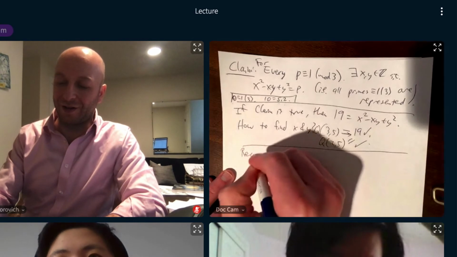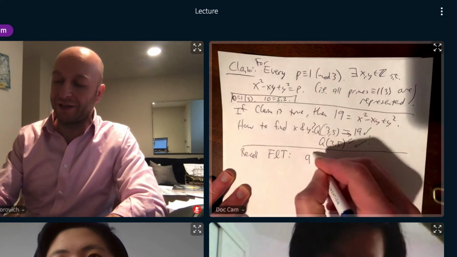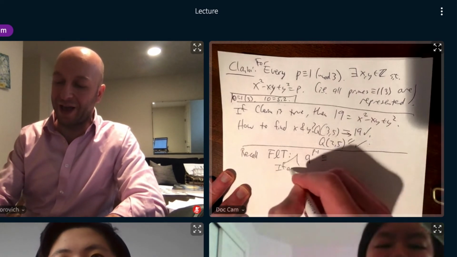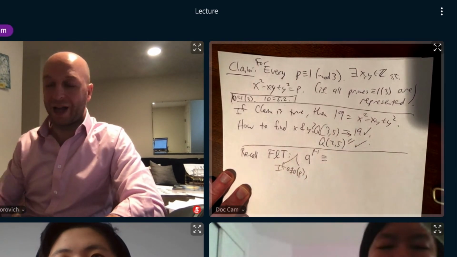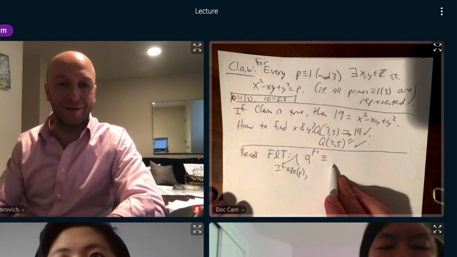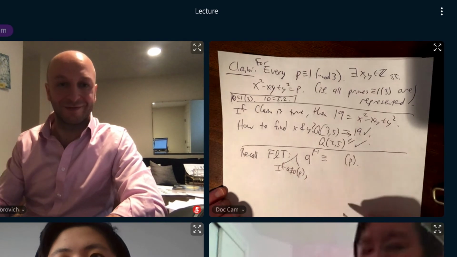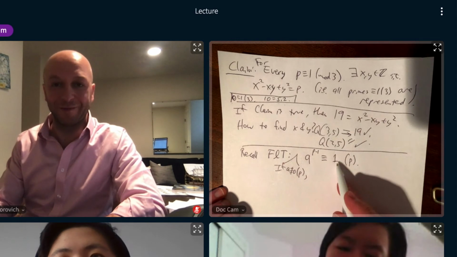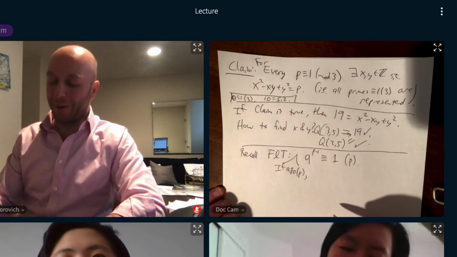Recall Fermat's little theorem. We'll say that if a is not congruent to 0 mod p, then a to the p minus 1 is congruent, altogether now, to 1 mod p. Everybody remember this? You take any number, you raise it to the p minus 1 power, you get 1 mod that prime. Does that ring a bell? Yeah. Okay.